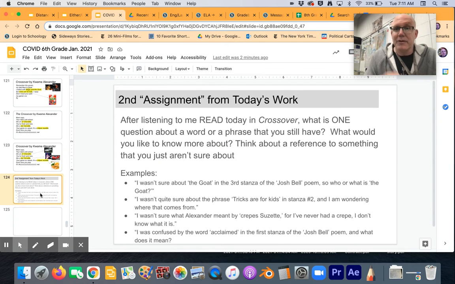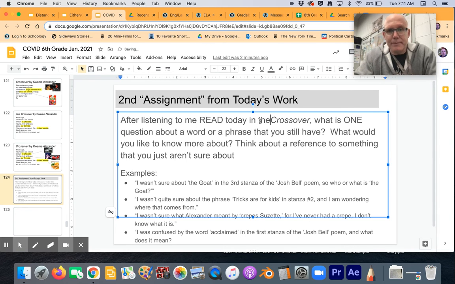Your second assignment from today's work is after reading from The Crossover. If you get to that point where I'm going to read a few more, what is one question about a word or a phrase that you still have? What would you like to know more about? Think about a reference to something that you just aren't sure about in the writing, like Red Corvette or Tricks Are for Kids. So here's my examples.